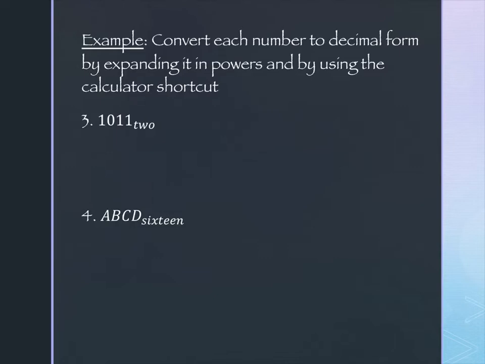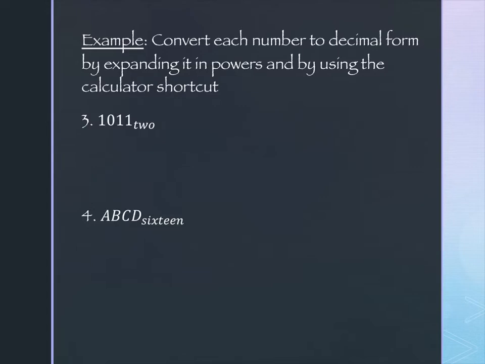The first thing says by expanding it in powers. That's actually my favorite way of doing it. The second one talks about using a calculator shortcut. You can use a calculator on both of them. It's the shortcut part that's the emphasis on that part of the direction. So let me show you first the powers method, because I think it mimics the things we did with expanded form much better than the shortcut method.